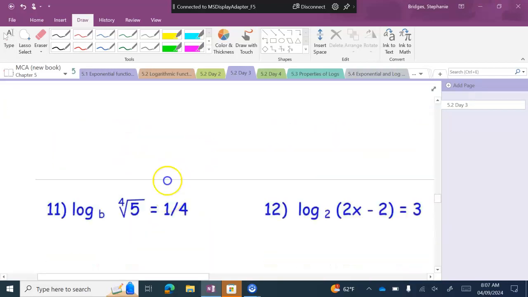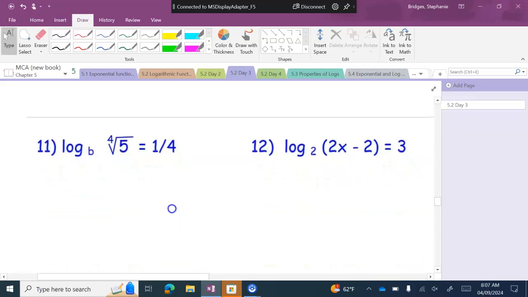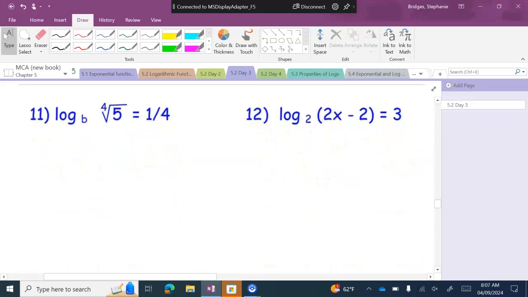All right, let me see. Go ahead and try 11. You can hold off on 12, although 12 is not really difficult, but I want to do that one with you. I want you to try 11, though. The variable is in the base again, so follow those directions.